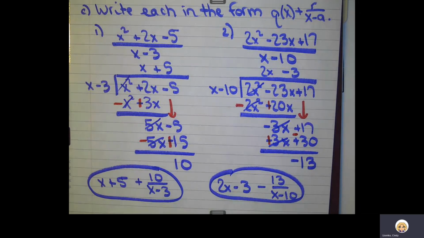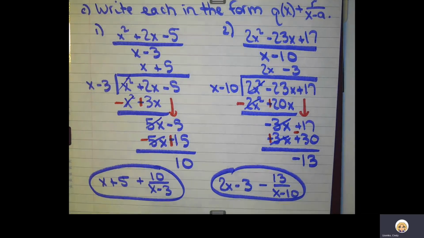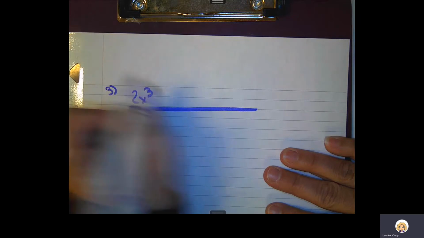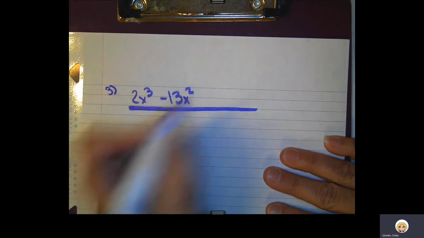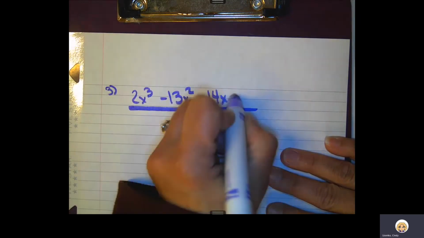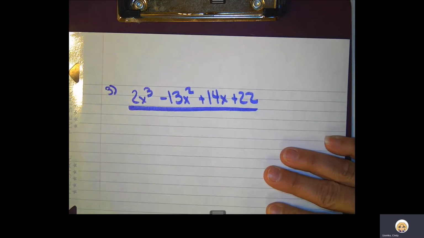One more, a little bit longer. I'm going to do that on another page so I don't run out of room. This will be example 3. Take this off. Last one. We have our fraction. On the top, we have 2x cubed minus 13x squared plus 14x plus 22. A little bit longer. Underneath, we're going to divide it by x minus 4.